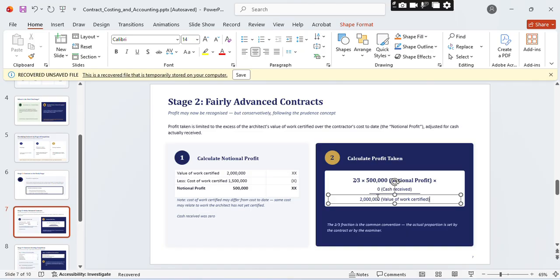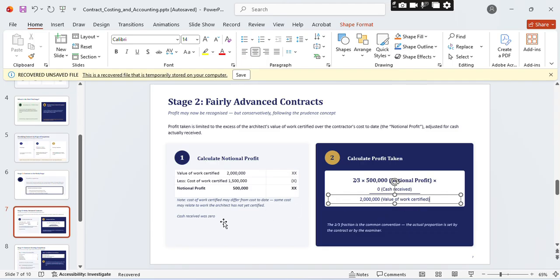So when we do the computation, at the end of the day, we are going to be having 0 over 2 million, which is 0. So just take note that is 0. So we now have two-third of 500,000. That is 500,000, 100,000 multiplied by 2 will give us 1 million divided by 3.